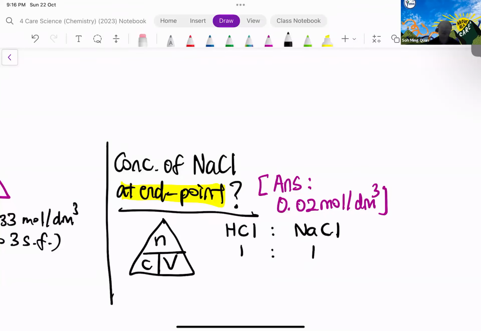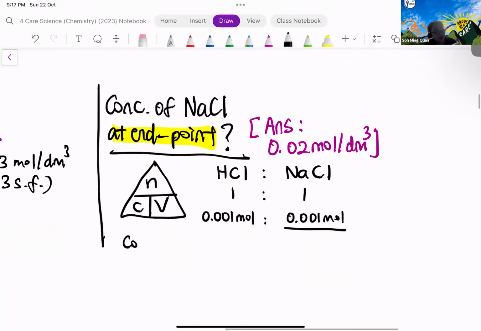We know the mole ratio between HCl and NaCl is 1:1. And we already know how many moles of HCl we have. The number of moles of HCl is 0.001, right? This came from the previous part that we did. We worked out that the number of moles of HCl is 0.001. And therefore, NaCl is also 0.001 moles. So this part should be relatively straightforward, finding the number of moles of NaCl. The next part is where the trick comes in.